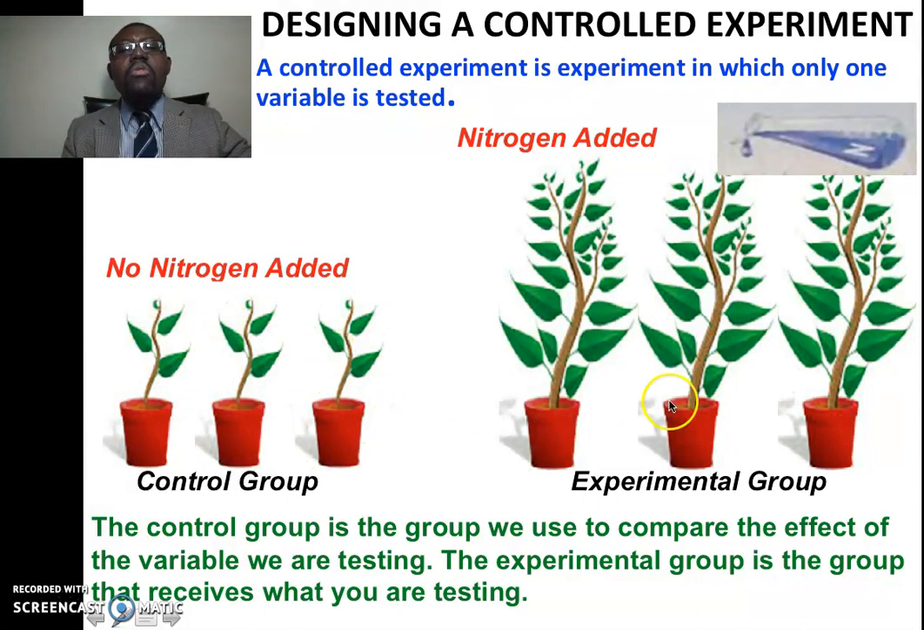In the control group and the experimental group, the things that we keep constant or the same are the size of the pot. The same for the control group, same for the experimental group.